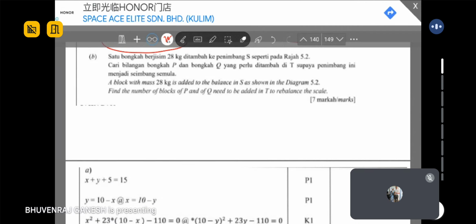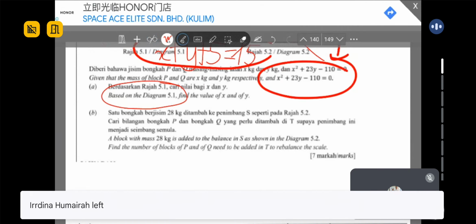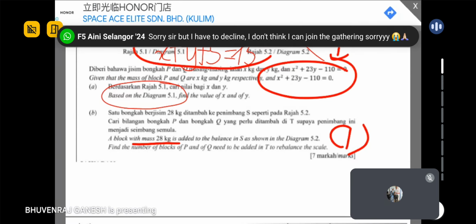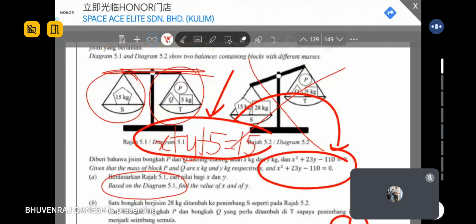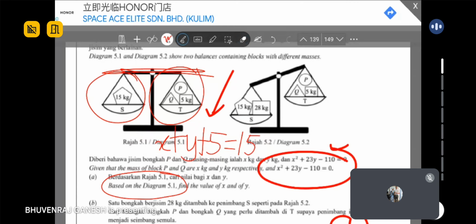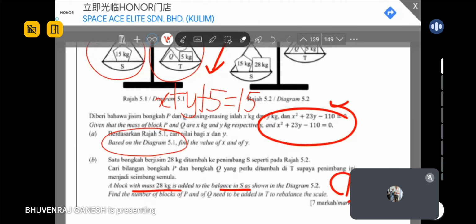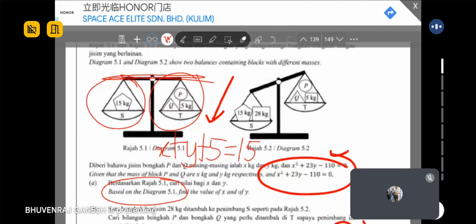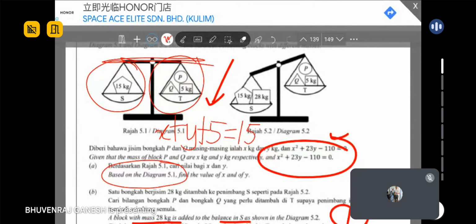Okay. Alright. So next question. They got a part B. Okay, this one only 1 mark. Satu markah sahaja. Okay, so they say that 28 kg is added kat Raja 6.2. Okay, so now you refer 6.2. Okay, so you can see 28 kg added. So the question is, find the number of block P and Q added to rebalance the scale. Berapa blok kena tambah supaya boleh imbangkan sekali lagi.